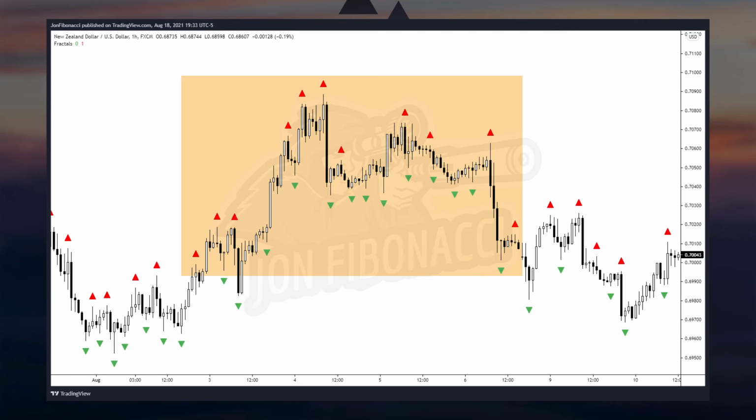But again, we're not looking for all of them. We're not looking at every single fractal in the market. We're only paying attention to this one up in here. Why? Because this one was the one that was printed on the 4-hour, which would have printed, I think, somewhere in this area here, right?